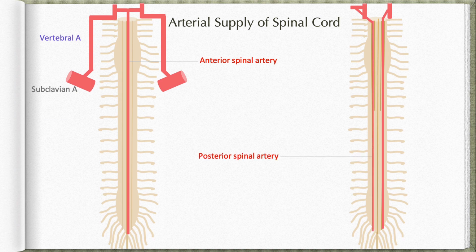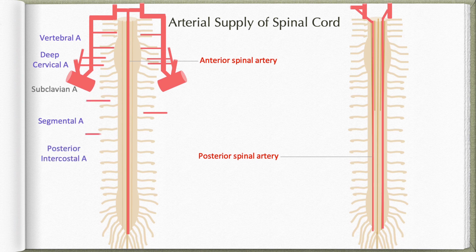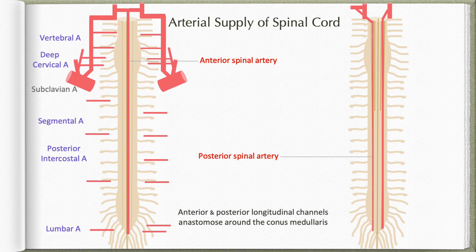In addition, we have multiple segmental arteries. They arise from vertebral artery, or from the deep cervical branch of the costocervical artery, or from the posterior intercostal arteries, or from the lumbar arteries, as we said, from above downwards. Both these anterior and posterior longitudinal channels anastomose with each other around the conus medullaris.